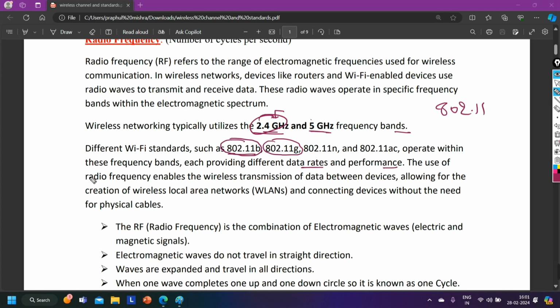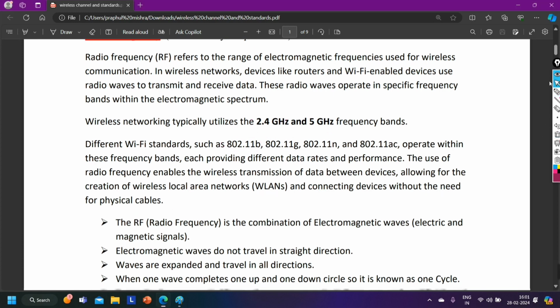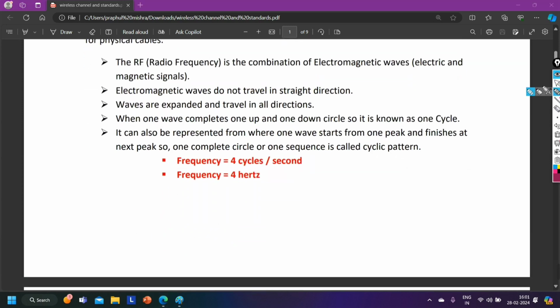Fine. The use of radio frequency enables the wireless transmission of data between devices, allowing for the creation of wireless local area networks, that is WLANs, and connecting devices without the need for physical cables. Fine, let me move on. Radio frequency, in short you can say RF as well, right? RF means radio frequency. Radio frequency is a combination of, you can see here, an electromagnetic wave, meaning electric plus magnetic signal. Electromagnetic waves do not travel in a straight direction.